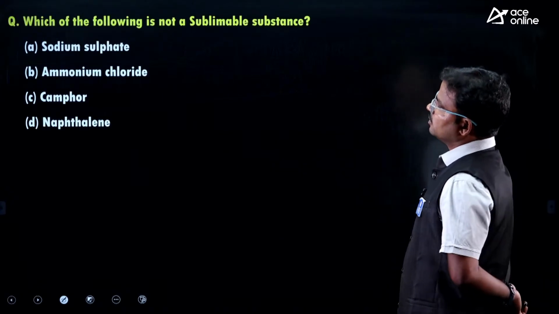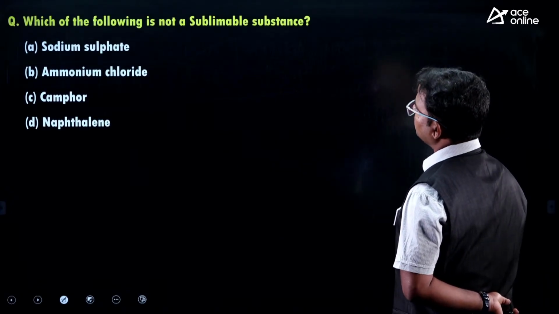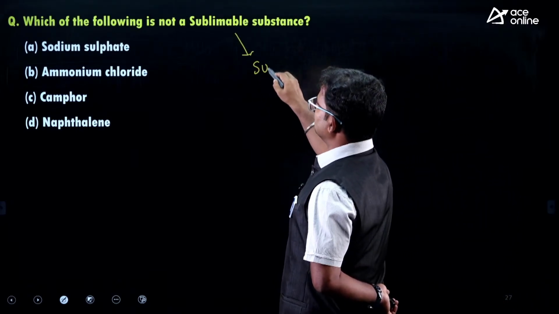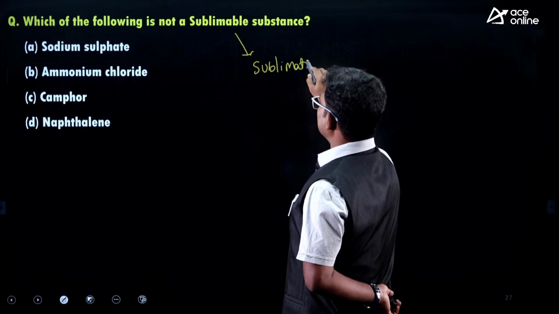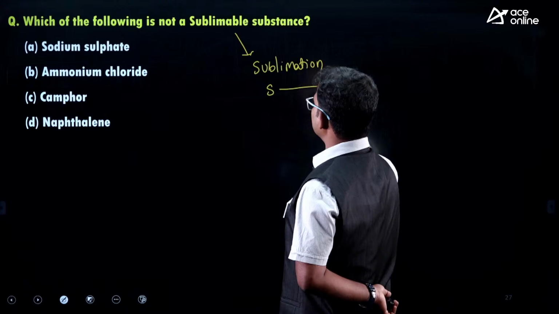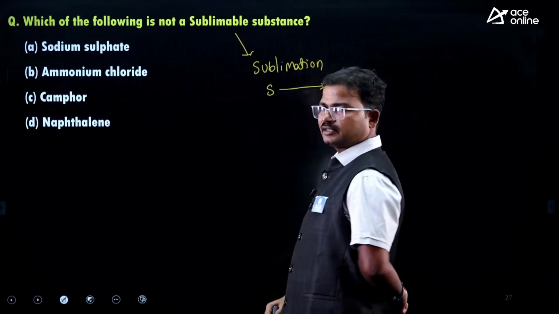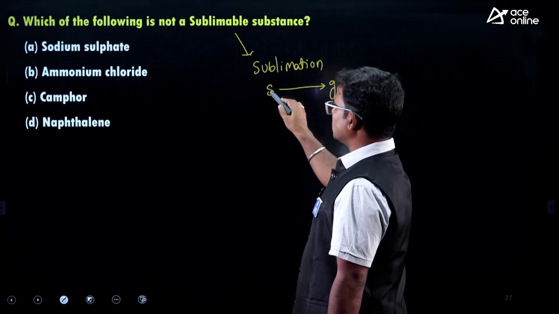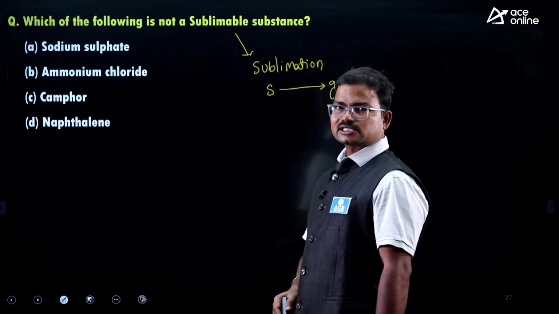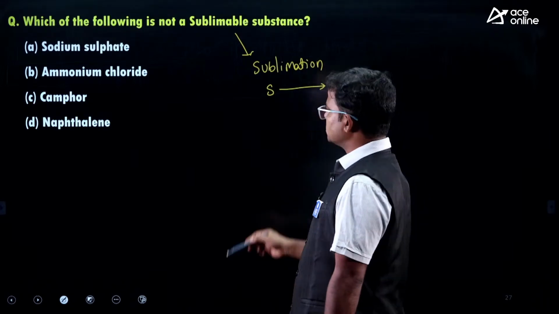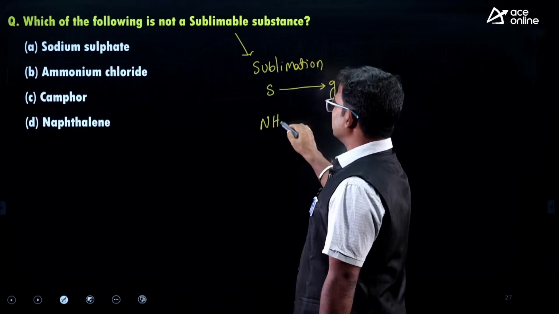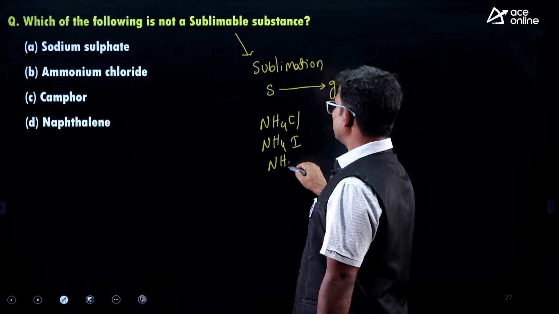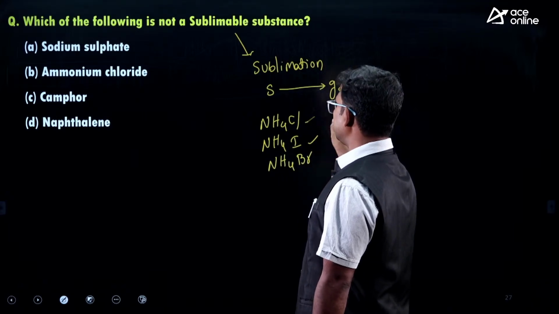Right, so next one. Which of the following is not a sublimable substance? First of all, sublimation means a solid directly converts to gas without formation of liquid. That process is called sublimation. Mostly, what kind of chemicals exhibit the sublimation process? Mostly ammonium chloride, ammonium bromide, ammonium iodide.